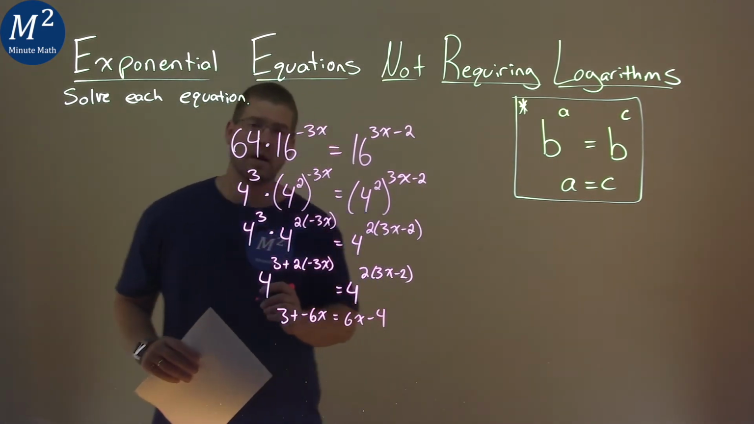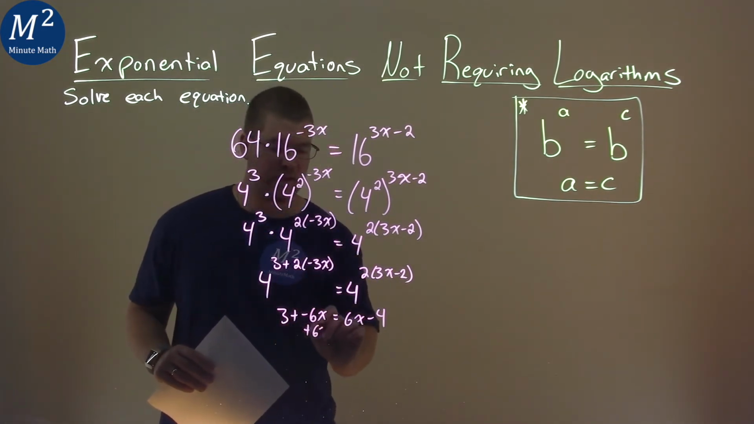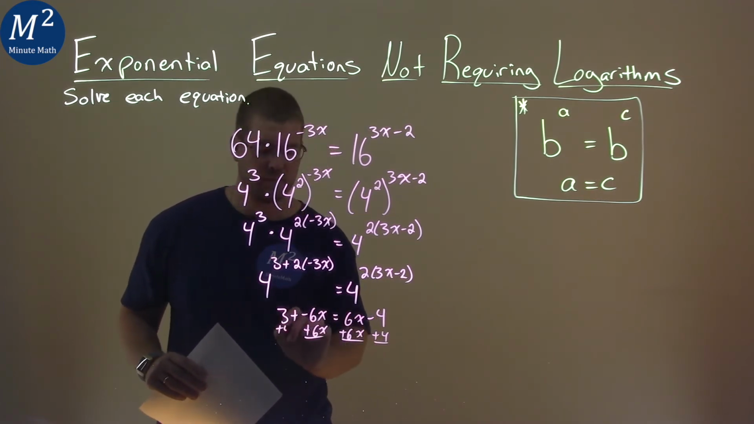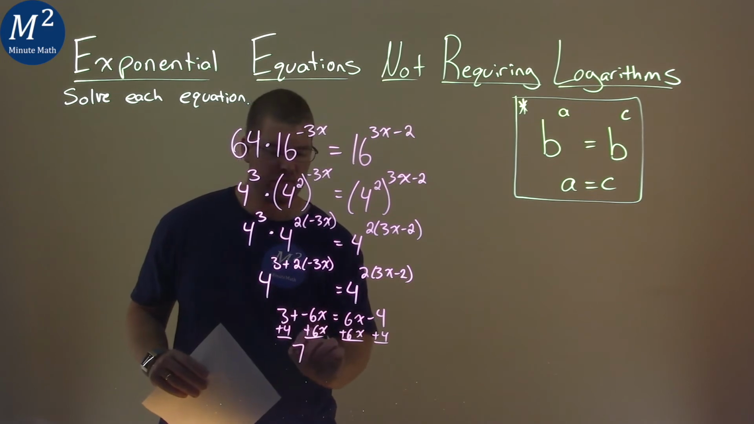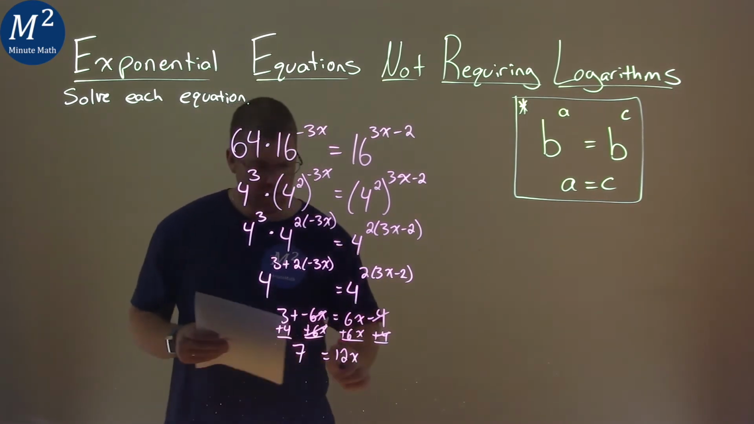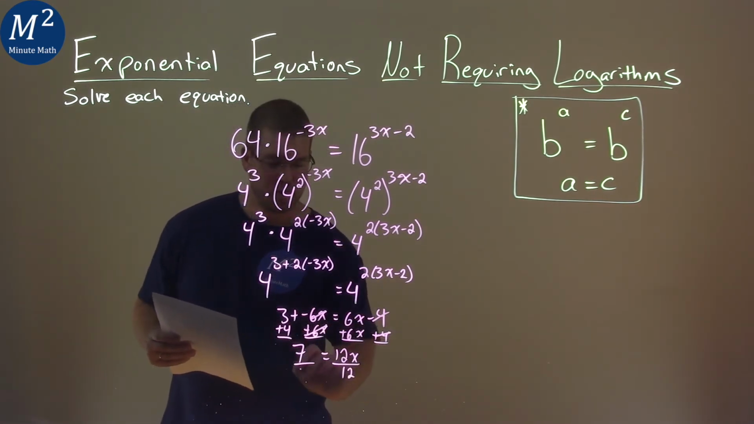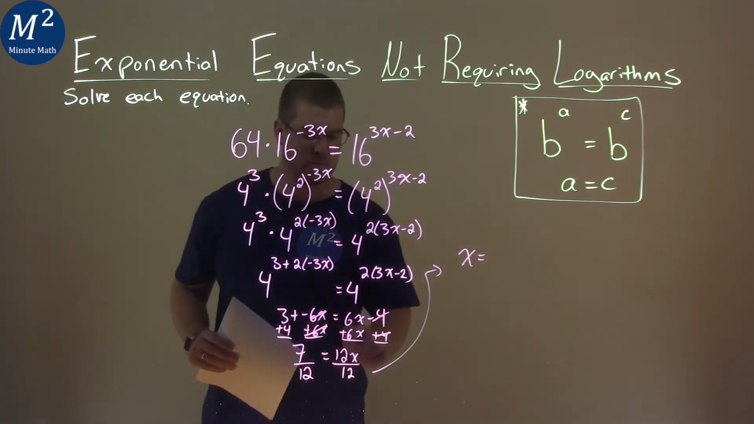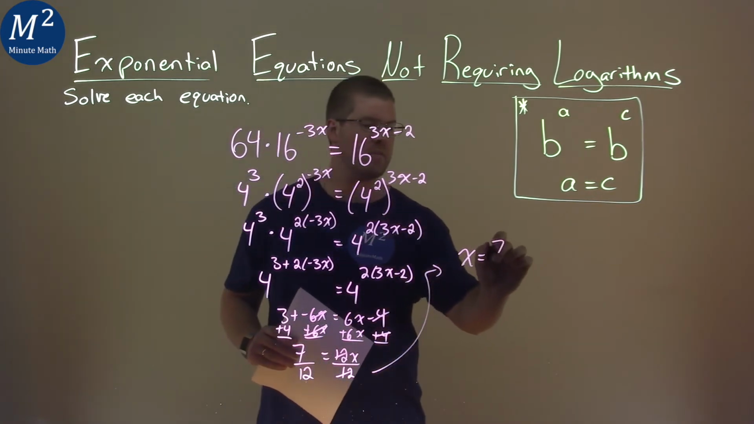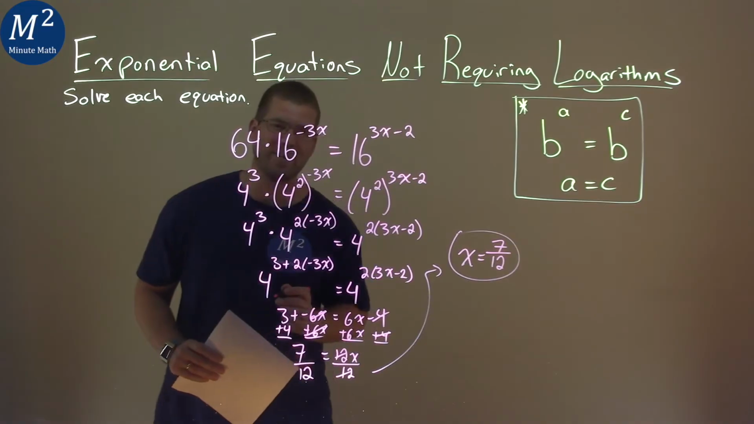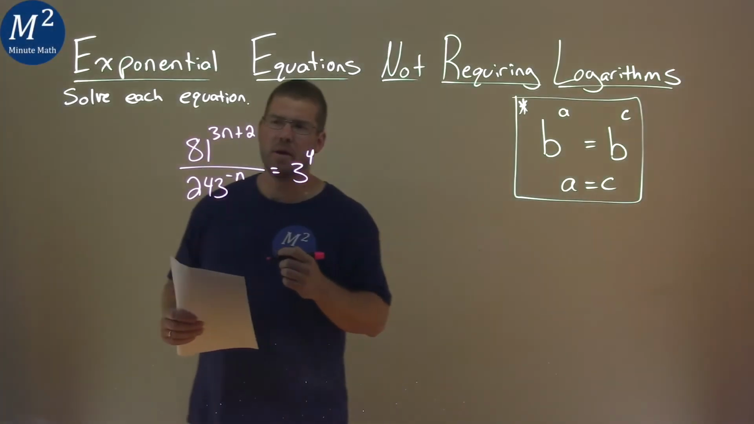And so let's combine our like terms here. I'm going to add a 6x to both sides. I'm going to add a 4 to both sides. 4 plus 3 is a 7. The 6x's cancel. And 6x plus 6x is a 12x. And the 4's cancel. I divide both sides by 12. And I can rewrite this up here with x by itself. And all the 12's cancel. And so x equals 7 over 12. And that is our final answer.